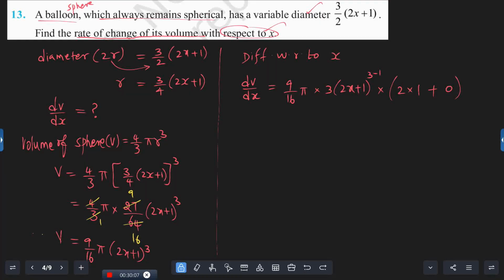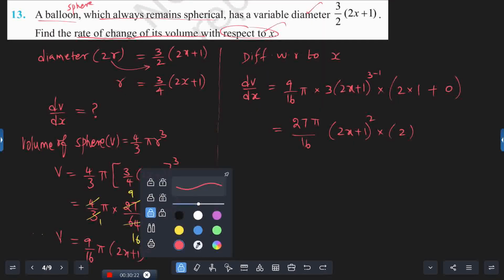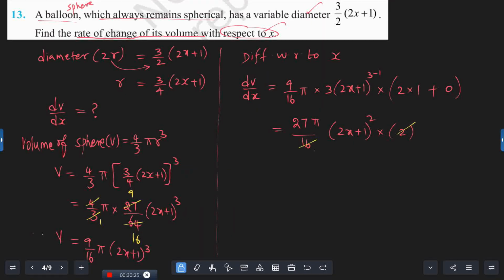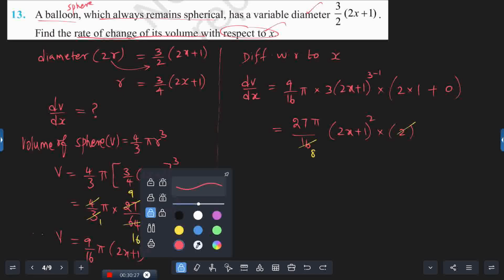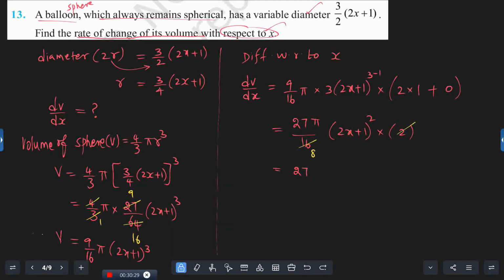Next, 9 threes are 27. 27 by 16, 2x plus 1 whole power 3 minus 1, 2 into 2 into 1. Now you can cancel. How many 2s? 8 twos. That's it. This is our final answer. 27 by 8, or else 27 by 8 into pi also we can write, 2x plus 1 whole power 2.